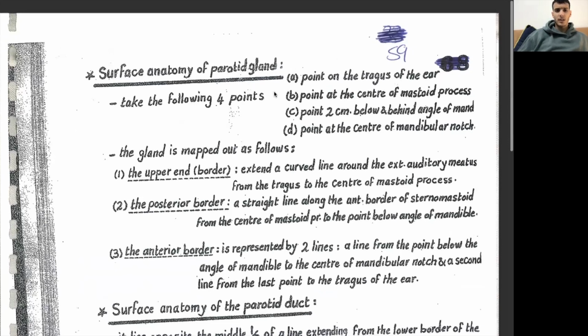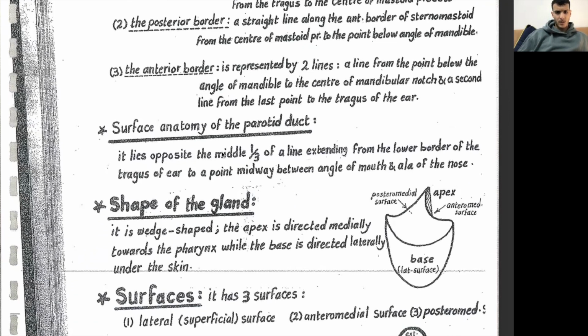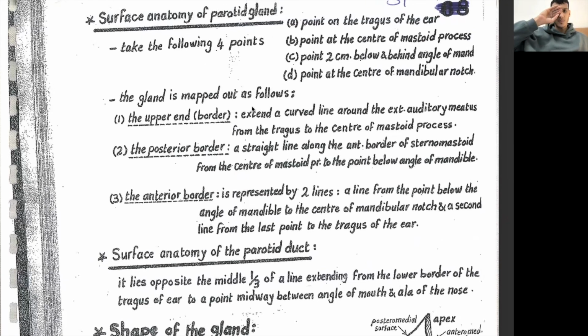Surface anatomy of the parotid gland. We have an upper border, a posterior border, an anterior border. So we will discuss those quickly here. The upper border is somehow close in correlation with the auditory meatus. I will show you later exactly what is in relation with every border.